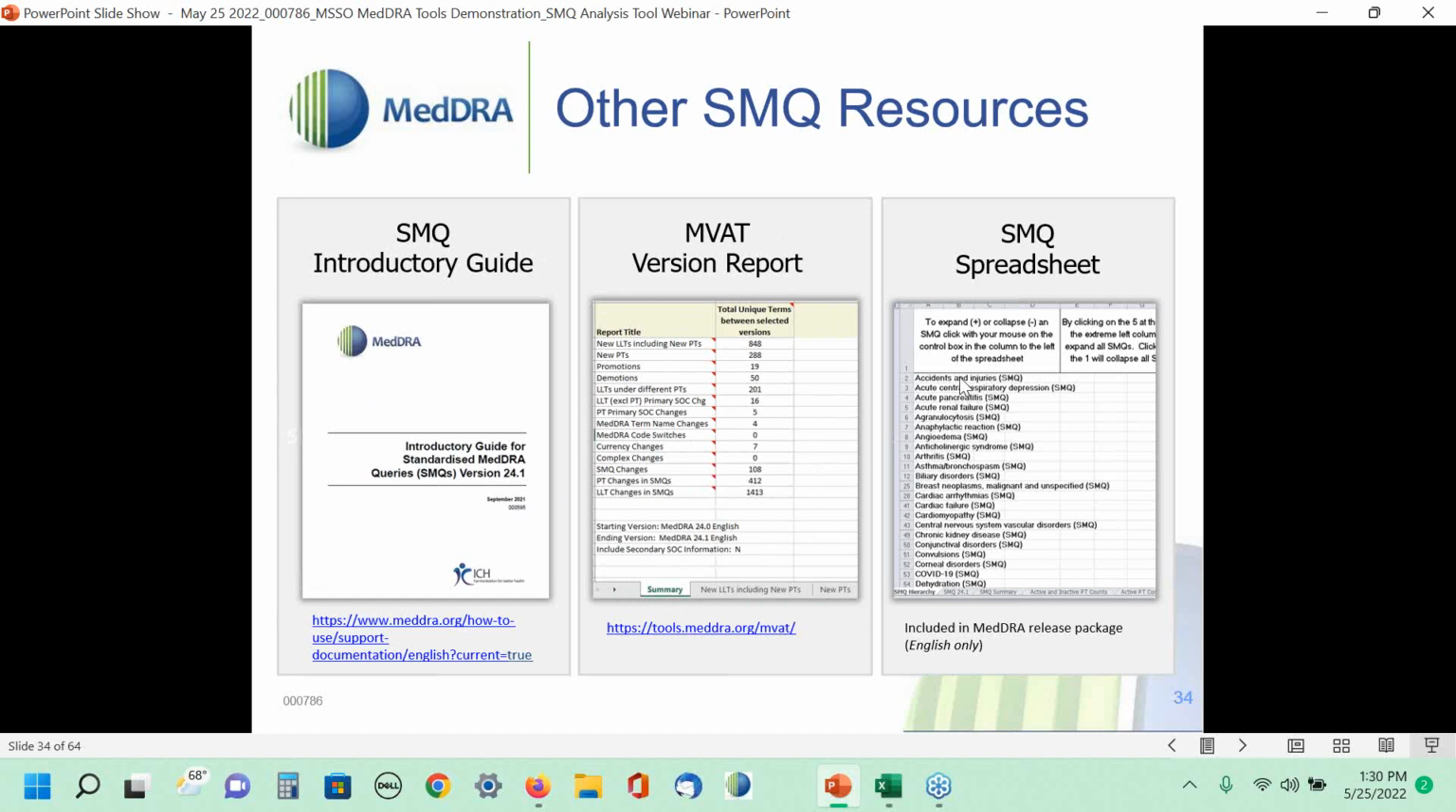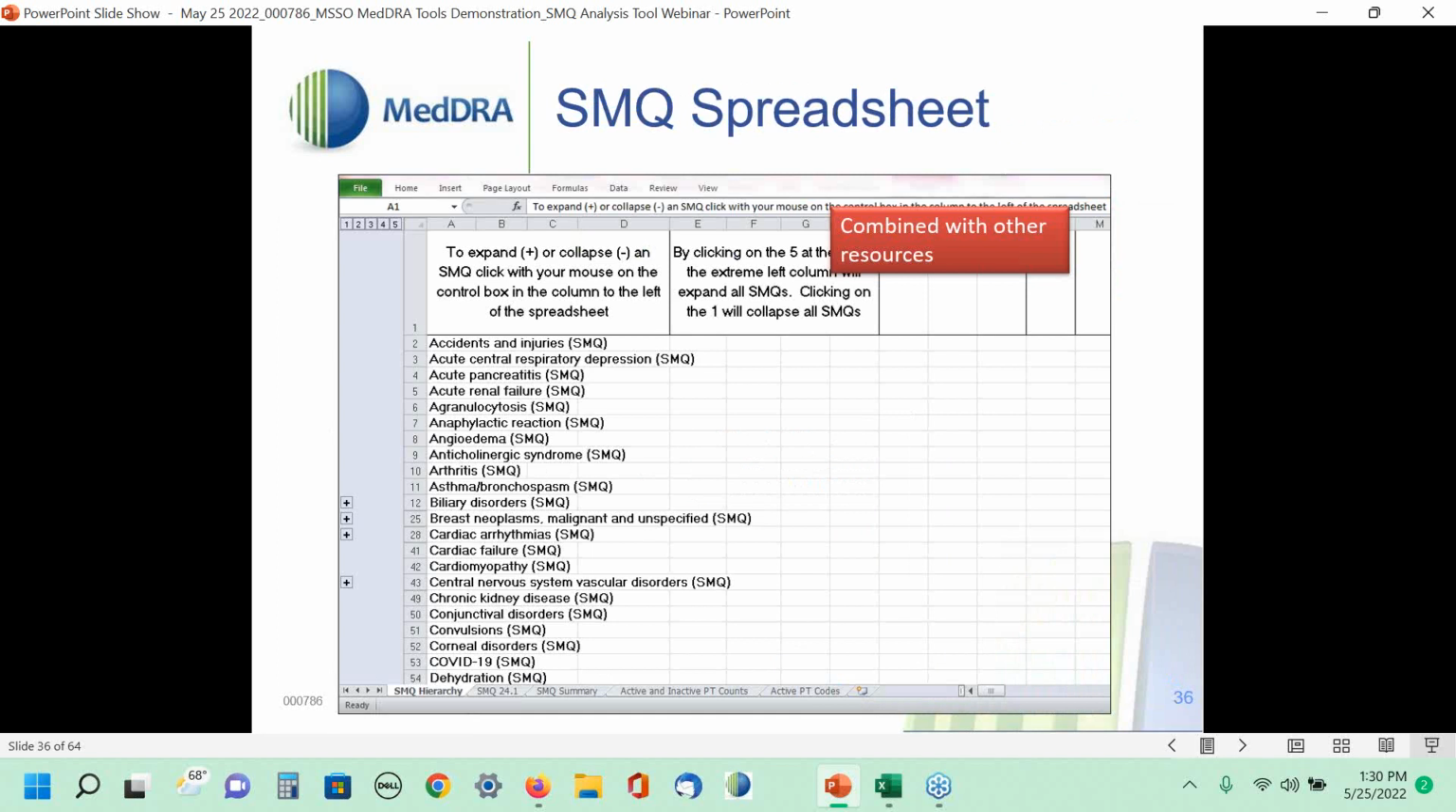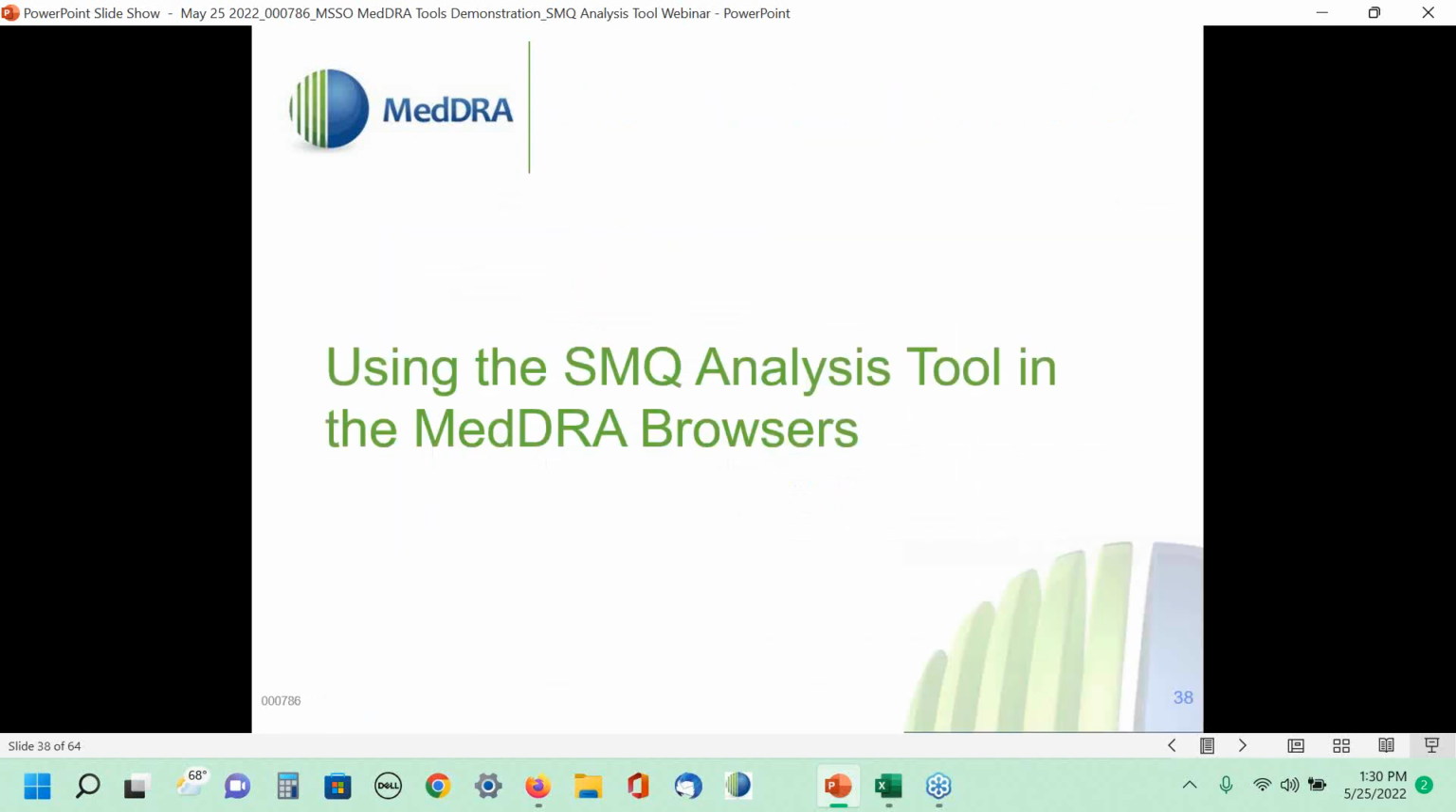And then with each release, we also have something called the SMQ Spreadsheet, which is a comprehensive summary of SMQs, as well as the component PTs and LLTs that are within those SMQs. So 3 resources available to you with each release. And again, after we're done, I will just open those up and just show you what they look like. So again, SMQ guide, spreadsheet, version report.